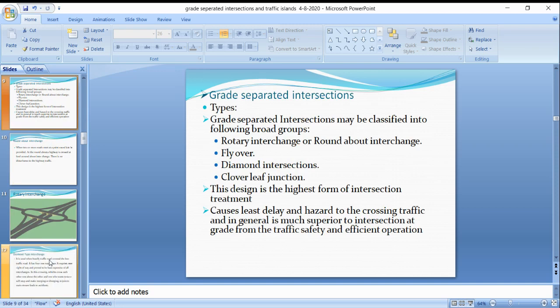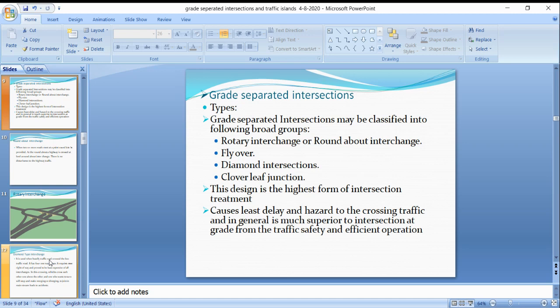So in grade separated intersections, roads cross each other at different levels or elevations. Where there is a level difference, it is called a grade separated intersection.